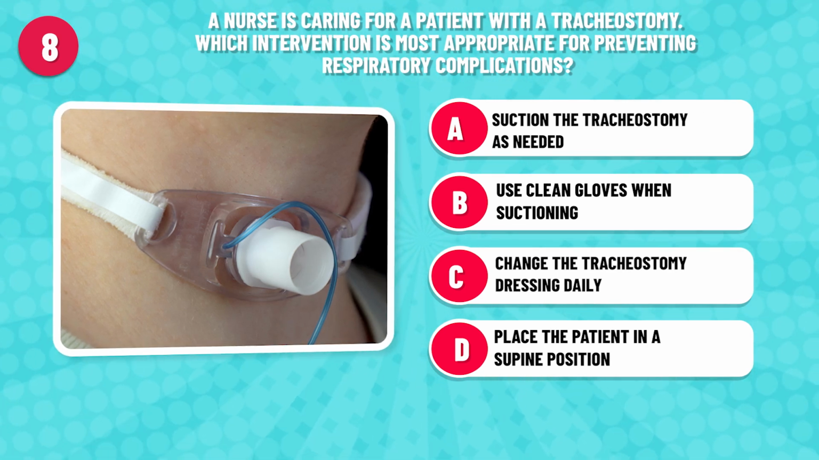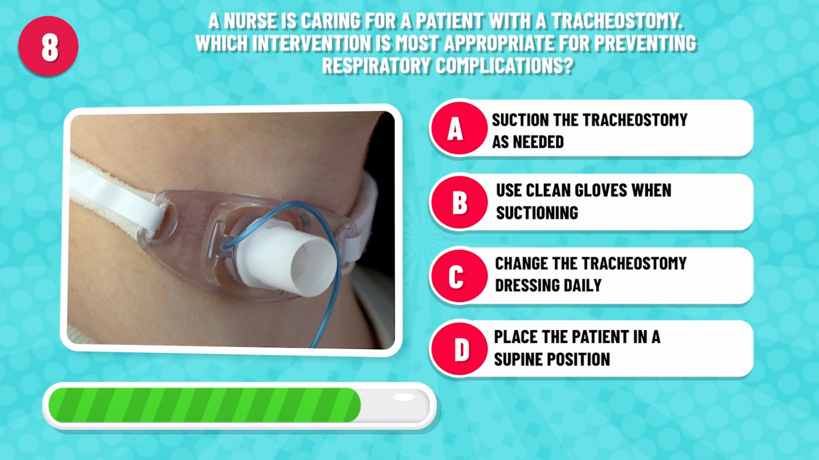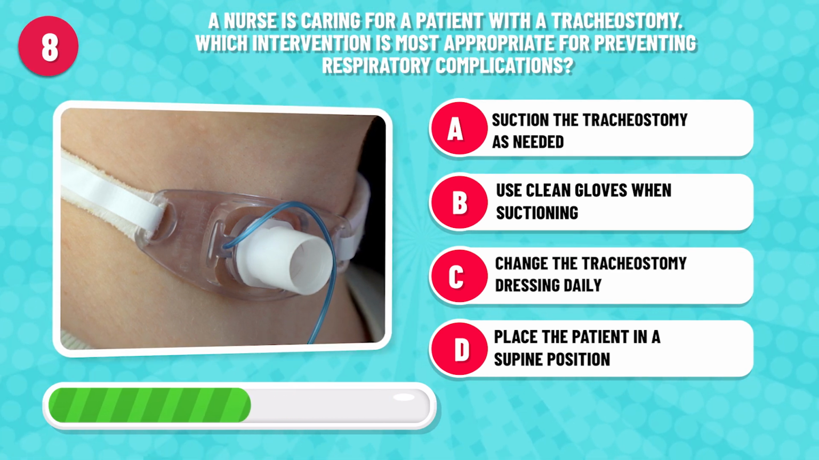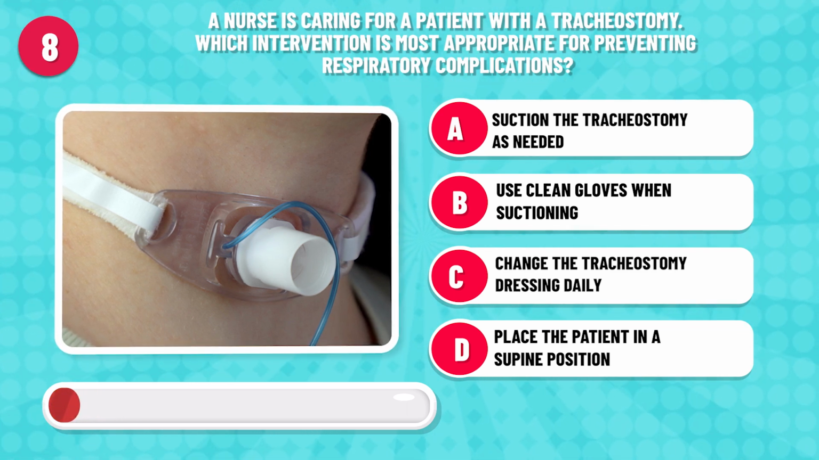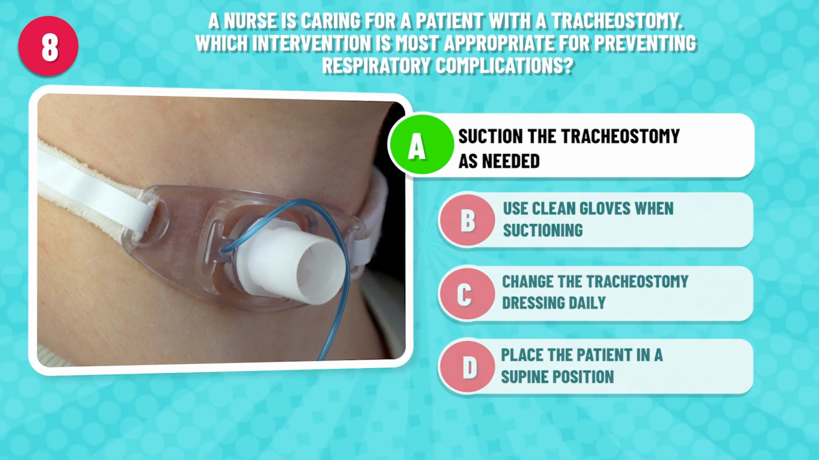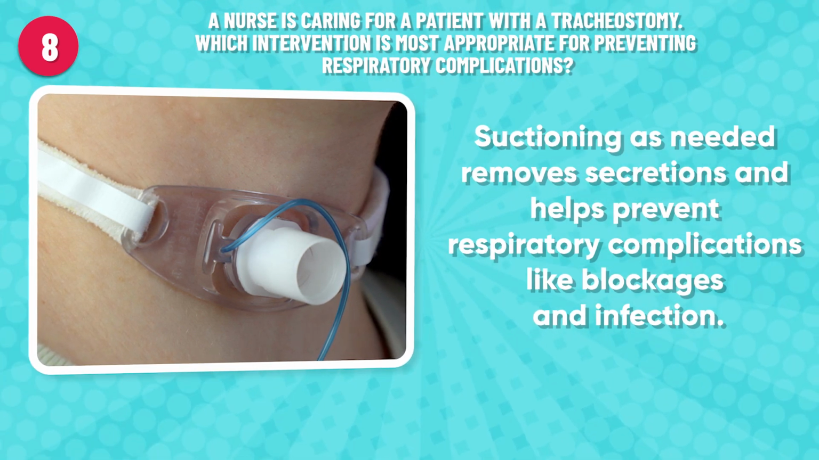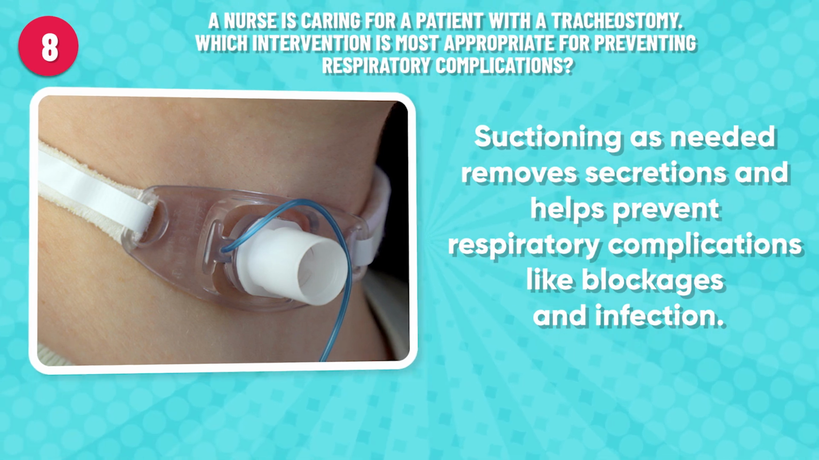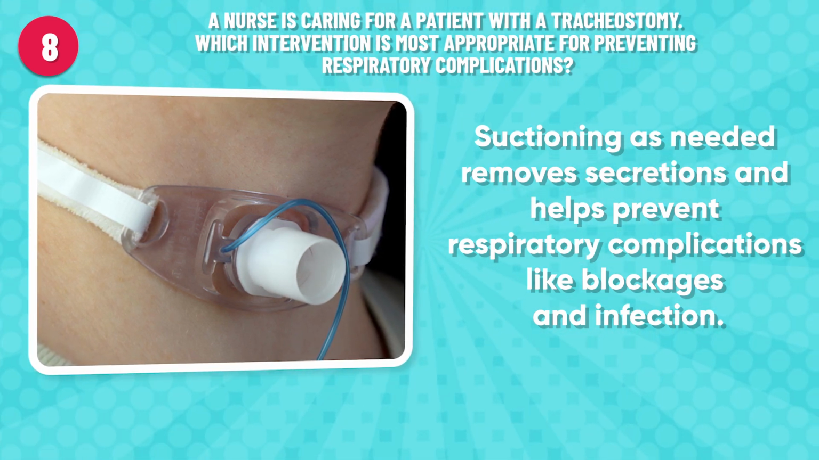A nurse is caring for a patient with a tracheostomy. Which intervention is most appropriate for preventing respiratory complications? It's A. Suction the tracheostomy as needed. Suctioning as needed removes secretions and helps prevent respiratory complications like blockages and infection.